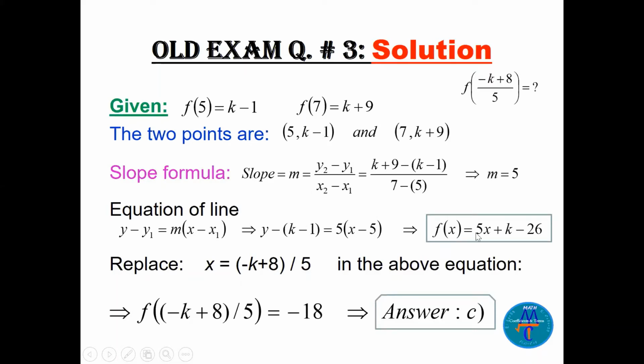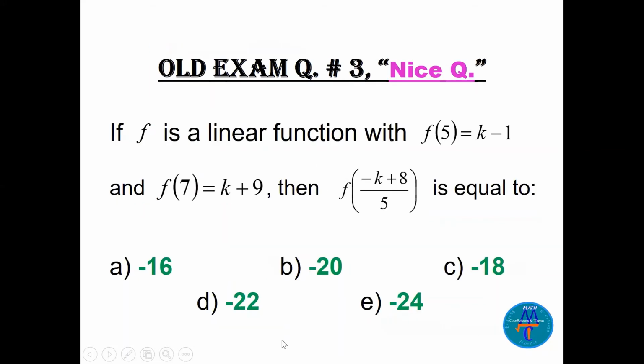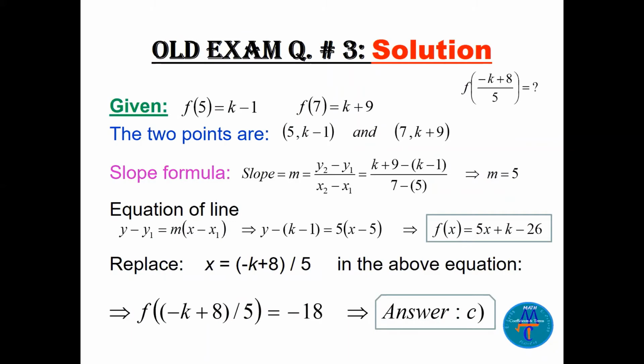So now f of x is equal to 5x plus k minus 26. Now this is the x value that I need. See, f of this is the x value, minus k plus 8 over 5. So I replace it in the x. I get minus 18, which is the c. You can check it, please.